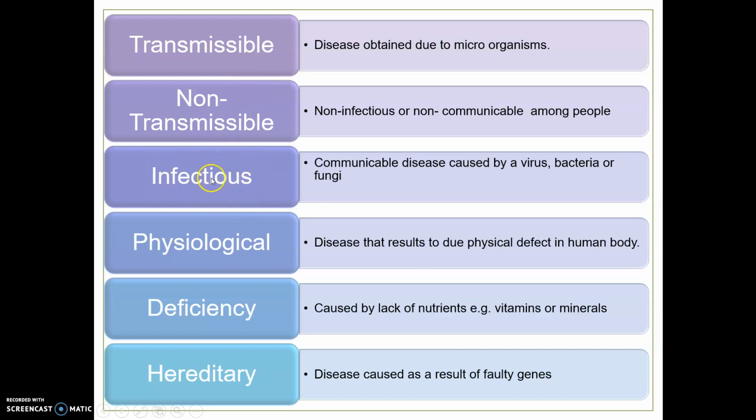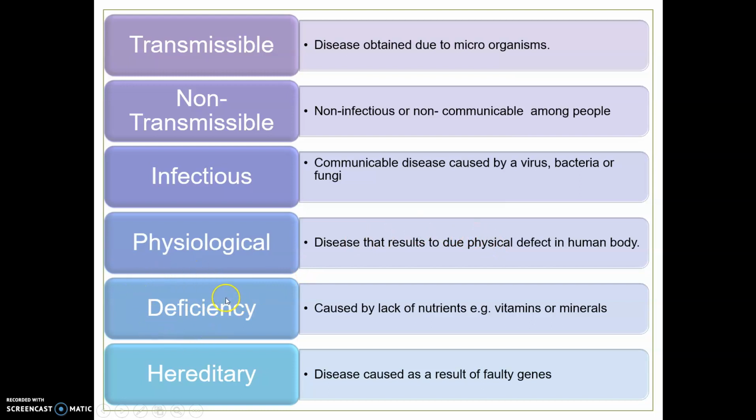So let's look at an infectious disease, which is said to be communicated or communicable by a virus, bacteria, or fungi, and there are other microorganisms that can cause infectious diseases. So a transmissible disease can be an infectious one, and our non-transmissible diseases, which cannot be transmitted or carried by an infection from one person to the next, can be a physiological, deficiency, or hereditary disease, where a physiological disease of the body is due to some physical defect that a person may be born with or obtained during the course of their life.